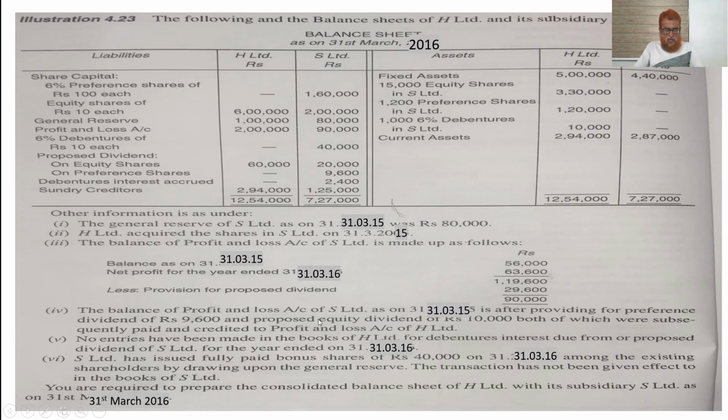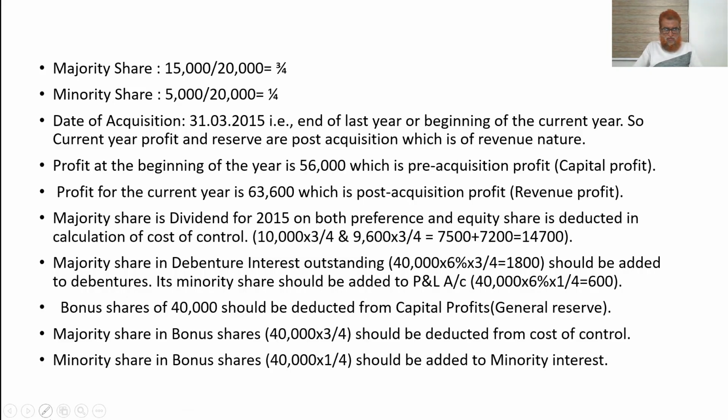Now, the balance of profit and loss account of S Limited as on 31/3/2015 is after providing for preference dividend of 9,600 and proposed equity dividend of 10,000, both of which were subsequently paid and credited to profit and loss account. So we have preference dividend and equity dividend, which are treated like this here.